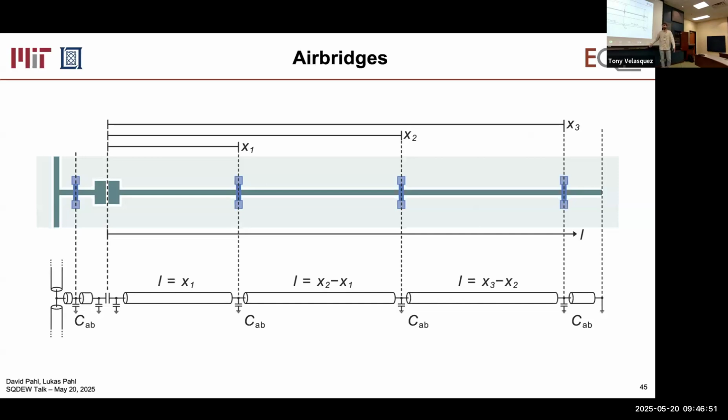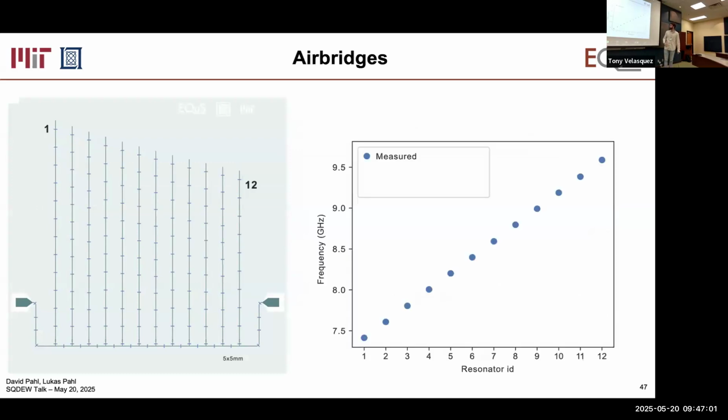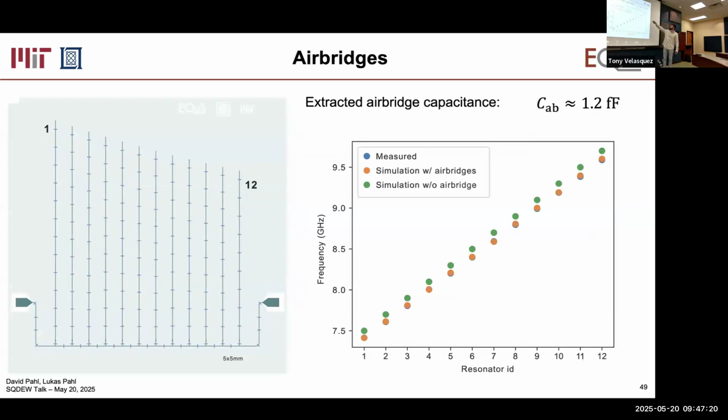It increases the effective length. And so what I did here is now I just have resonators with air bridges on them, and I measure these frequencies. And now if I model the whole thing and use my formula, or if I just model them in ABCD and look at the frequencies that I get, they're a little offset. But if I now include air bridges and I tune the air bridge capacitance until these dots align, roughly, then we get something like 1.2 femtofarads.